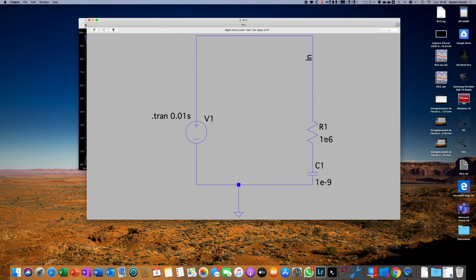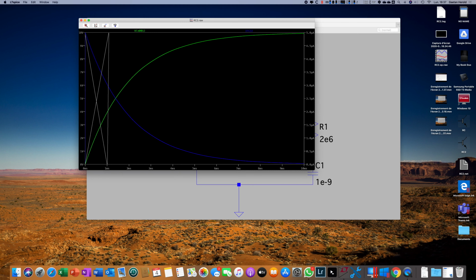If, for example, I change the value of the resistance, I double it, the time constant should logically be doubled. And this is exactly what we observe. If I make the tangent here, I arrive not at 1 but at 2 milliseconds. So, all this is very much in line with our equations.